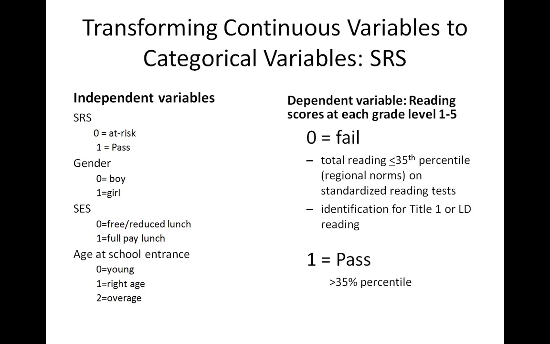Again, I coded my dependent variable, my reading scores at each grade level, as 0, fail, if their total reading score on a standardized reading test was at or below the 35th percentile, or they had been identified for Title I or LD reading. Kids who scored above the 35th percentile were coded as pass. So now let's see, what are the odds of failing in reading based on the variables of kindergarten screening score, gender, socioeconomic status, and age at school entrance.